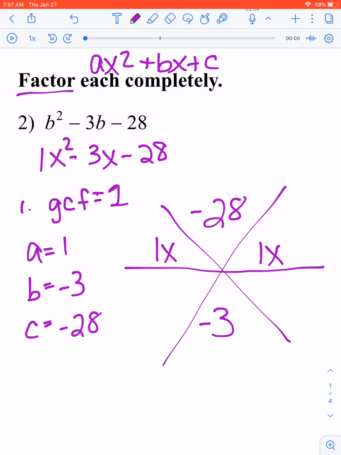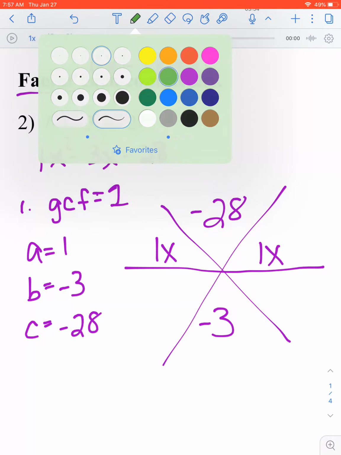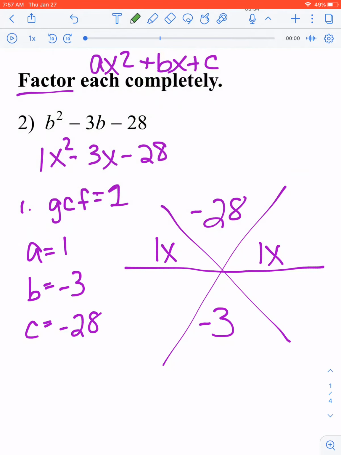And now we're going to factor this. So I'm going to find all the multiples of 28. So I'm going to do it up here. 1 times 28, 2 times 14, 3 doesn't go, 4 times 7, 5, 6, 7. That's it. Now remember, this is the hard part.